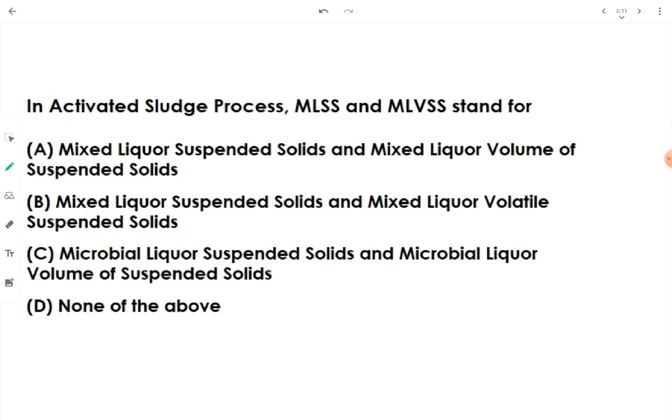Okay, the term MLSS is used to indicate an index of the mass of microorganisms present in the wastewater, and MLVSS is a better term because when we are saying MLVSS, it is not considering the amount of organic matter in the wastewater. That's why it better represents the mass of microorganisms than MLSS, and that's why MLVSS is better than MLSS. Okay, which option should we tick? Option B is the one. Mixed liquor suspended solids and mixed liquor volatile suspended solids.